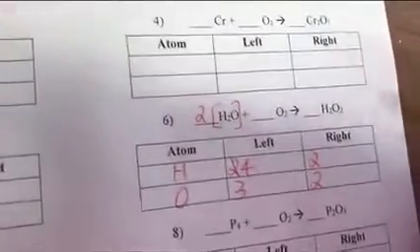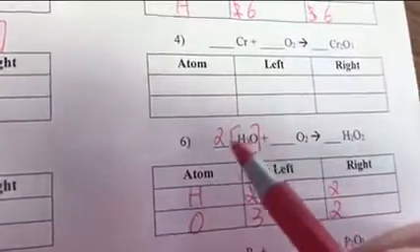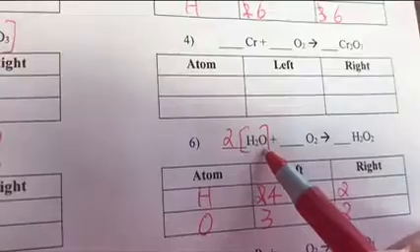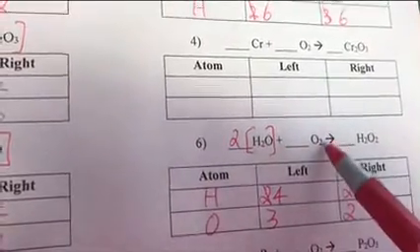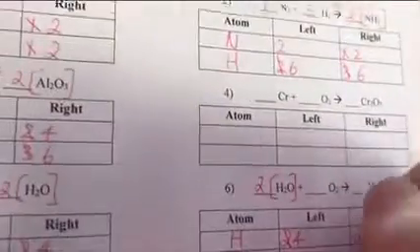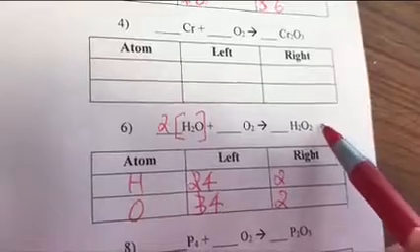I change my hydrogen from 2 to 4 on the left. And then now on the left hand side, let's count how many oxygen. On the left hand side, I have 2 oxygen plus 2 oxygen here, right? 2 oxygen plus 2 oxygen. So on the left hand side, I have 4. Right? Now on my right hand side, I only have 2.